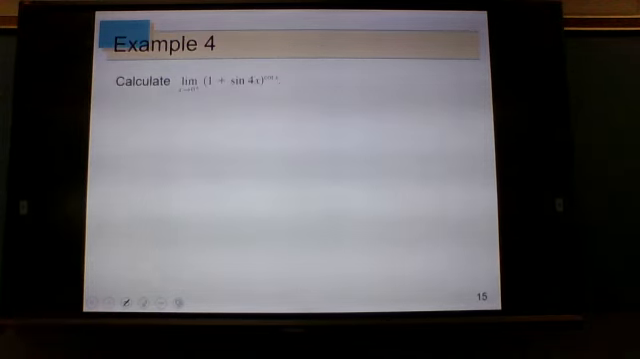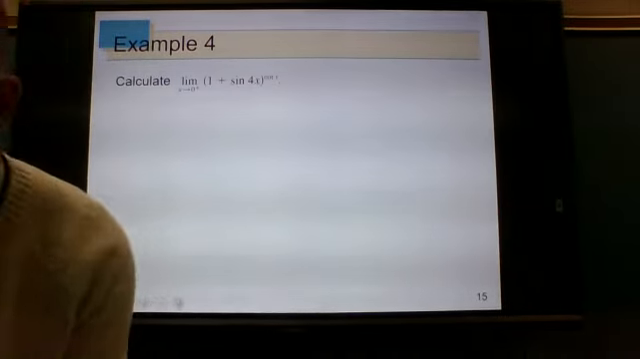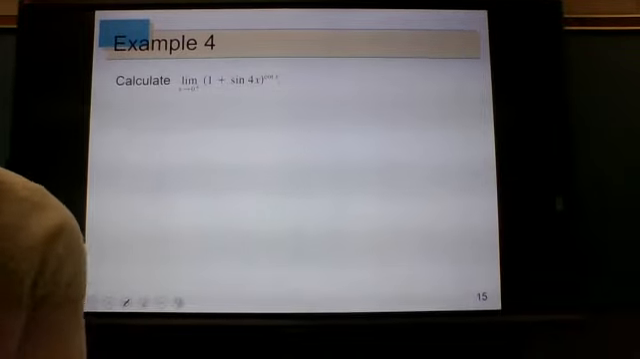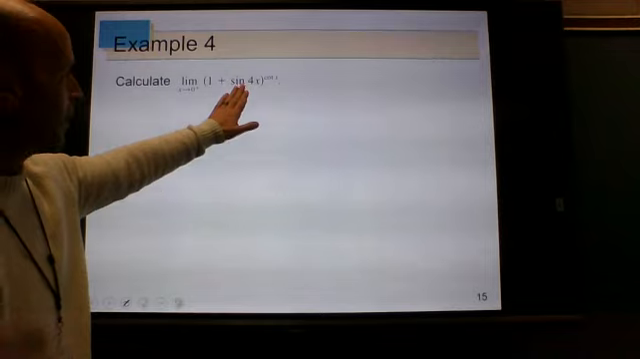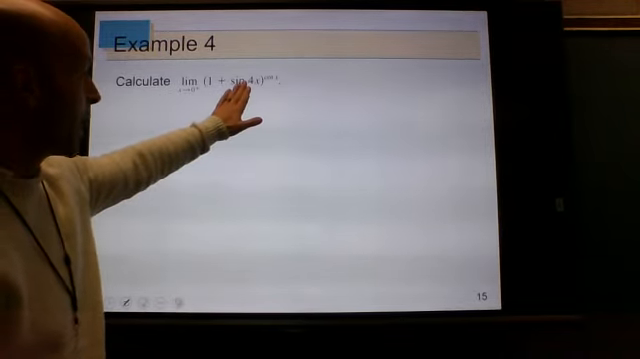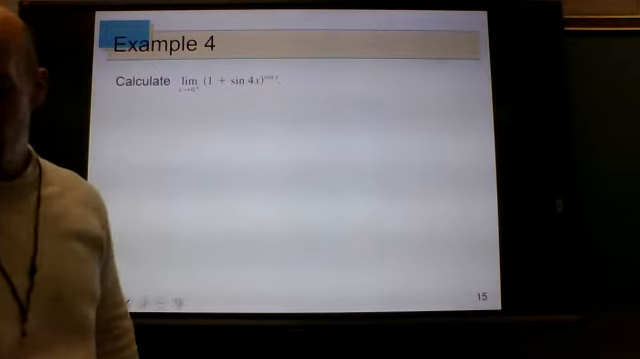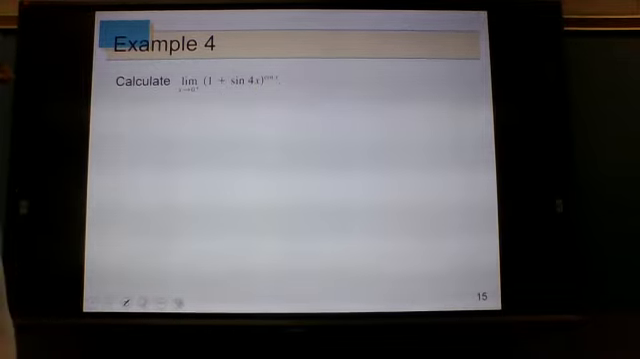So let's go ahead and look at my last example here. We have about 12 minutes, so that's great. And I'm just going to forewarn you, this one's kind of beefy. It's kind of involved. As you can see, I've got 1 plus sine 4x inside the parentheses in the base. And then I have this cotangent out here as the exponent.